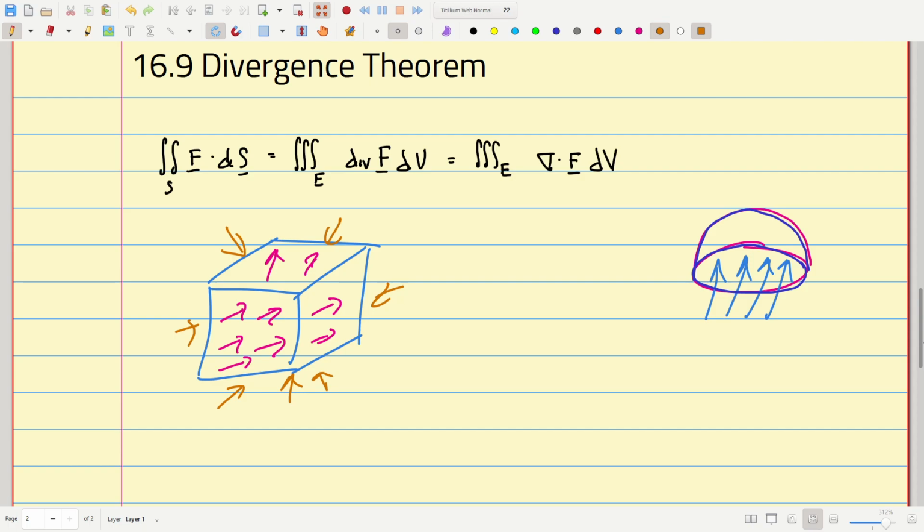The divergence measures the sinks and the sources and gives me an average value, just like I got the average value of the curl by integrating over that. And then the surface integral gives me the net effects on the outside.